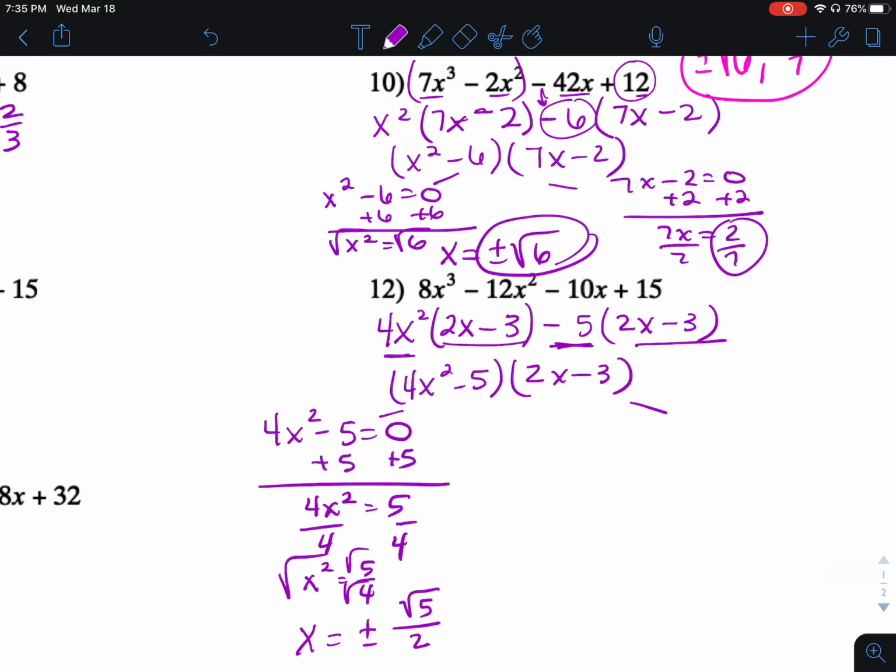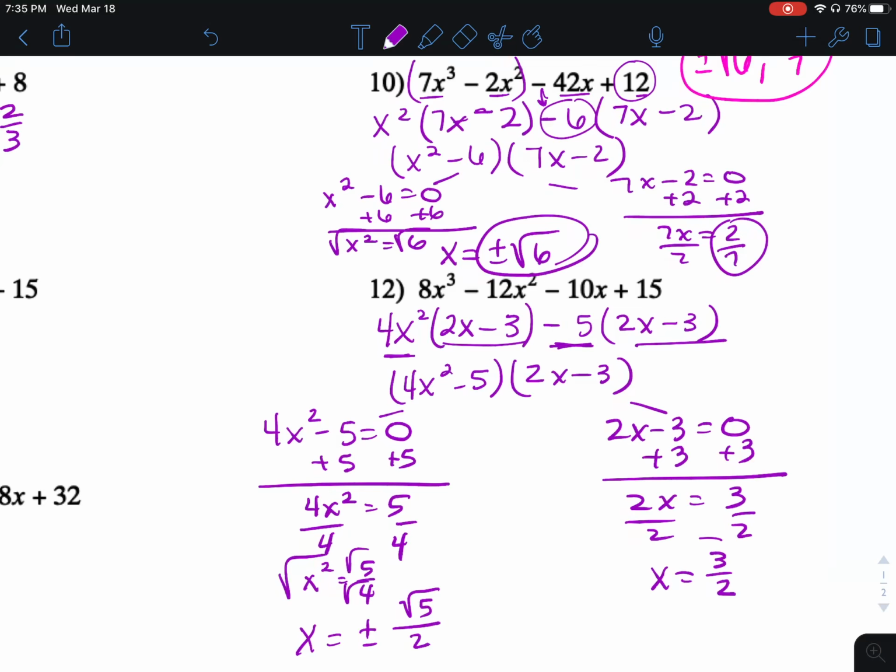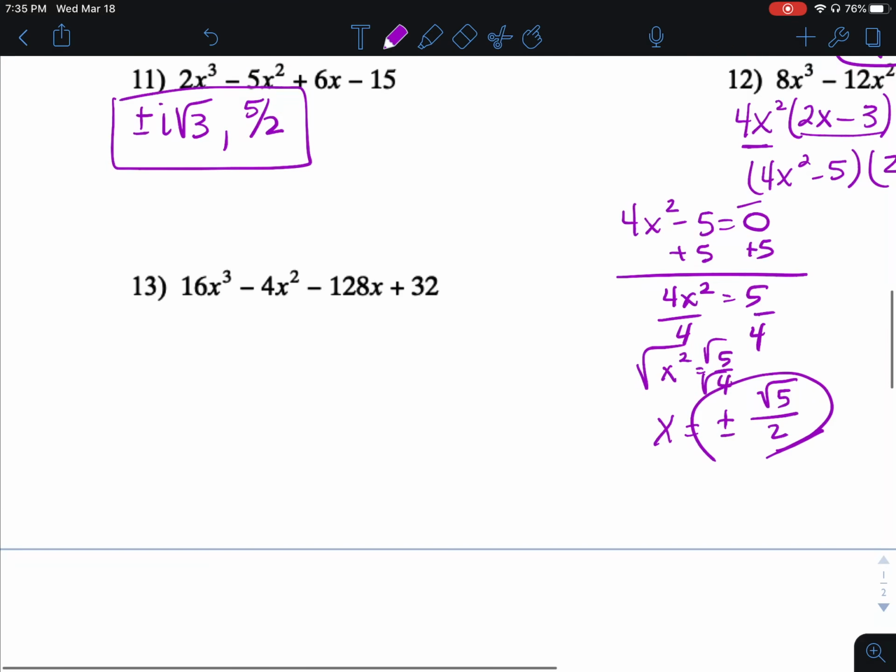All right, now we'll do the other one. So 2x minus 3 equals 0. So add 3 to both sides. So 2x equals 3. Divide by 2. So x equals 3/2. So those are your 3 solutions right there. Okay. All right, last one, number 13.